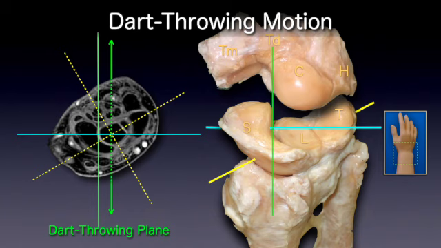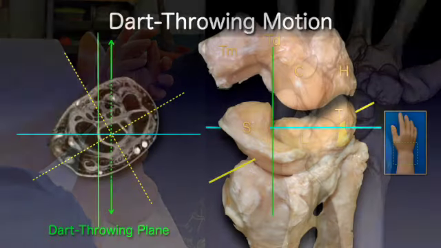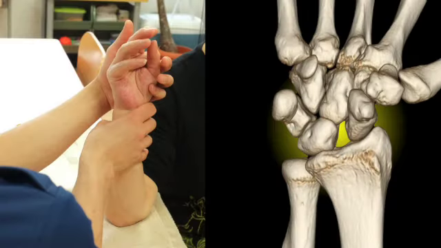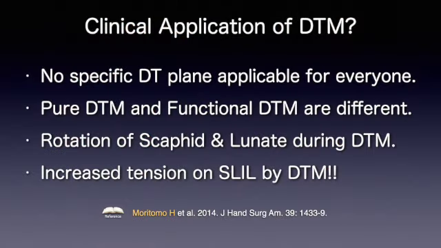For these reasons, application of the dart throwing motion in hand therapy is considered to obtain better functional recoveries in the treatment of wrist problems, including scapholunate interosseous ligament injuries. But it seems difficult, because it was reported that the dart throwing plane is different from person to person.